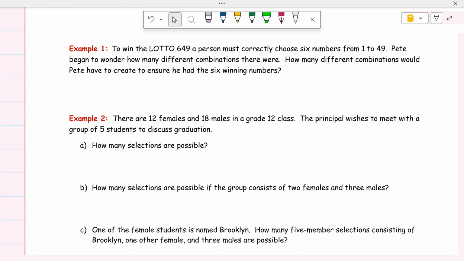To win the Lotto 649, a person must correctly choose 6 numbers from 1 to 49. Pete began to wonder how many different combinations there were. How many different combinations would Pete have to create to ensure he had the 6 winning numbers? Okay. So with 649, order does not matter, right? Because it's a little bubble sheet, you just randomly bubble 6 numbers. As long as those 6 numbers get drawn, you win. That's how the pot gets split.